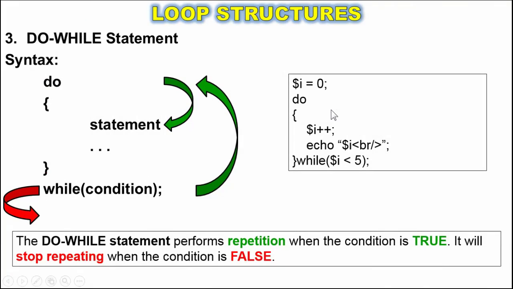Number 3. Do while statement. The do while is similar to the while statement. The difference is that the condition is placed at the end. The syntax, we write the keyword do.